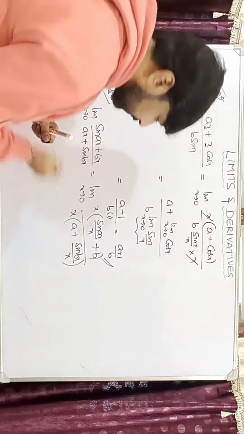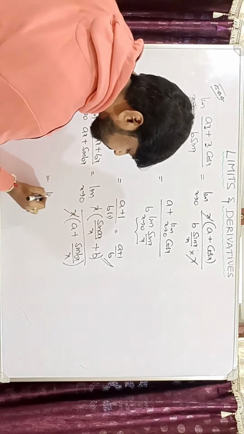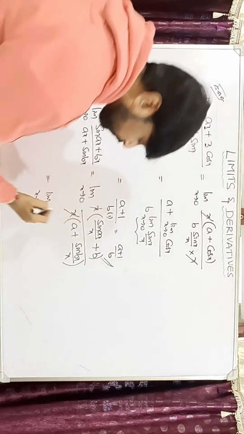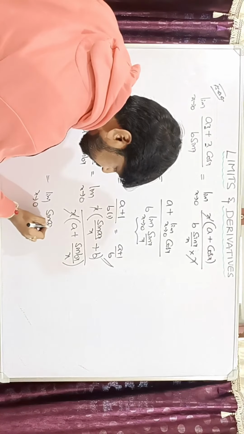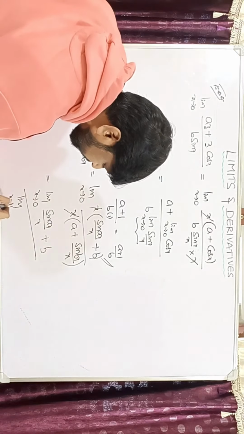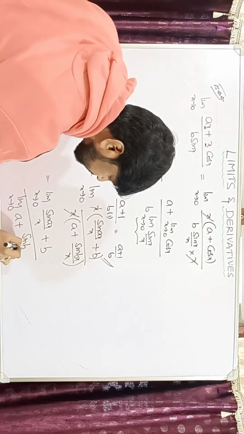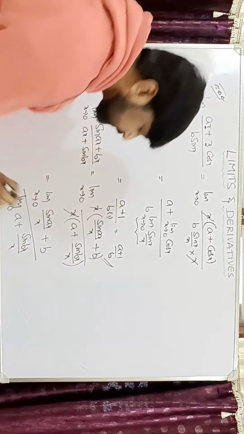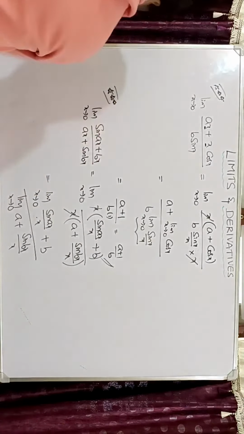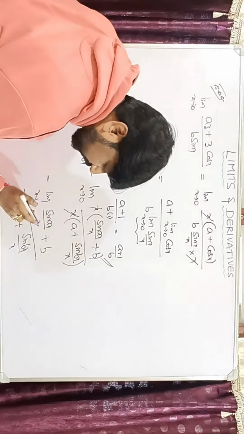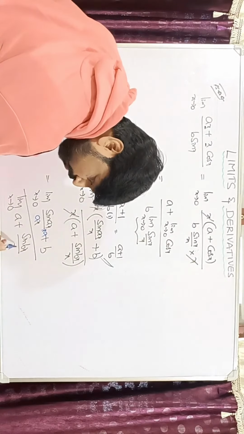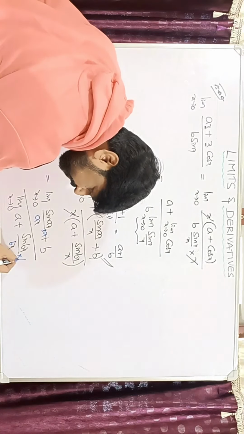Then what to do in the next step? x gets cancelled, limit x tends to 0. Can I split the limit? If you split the limit, sin ax by x plus b, by limit x tends to 0, a plus sin bx by x. Just operate with a: multiply and divide by a. Understood, I hope? Because sin ax is there, you want ax only in the denominator, so multiply and divide by a. Now here, multiply and divide by what? bx is there, multiply and divide by b.